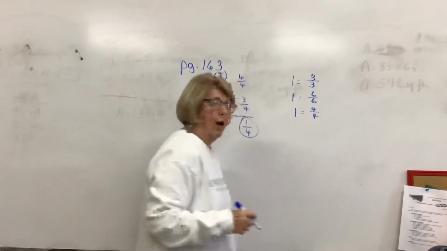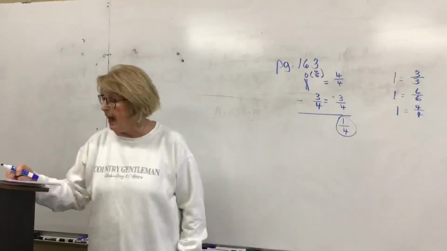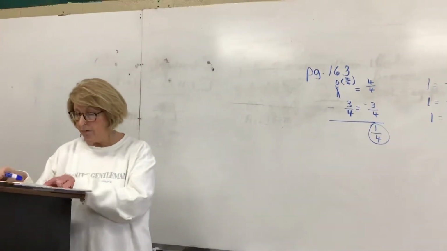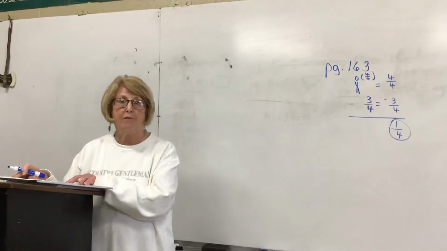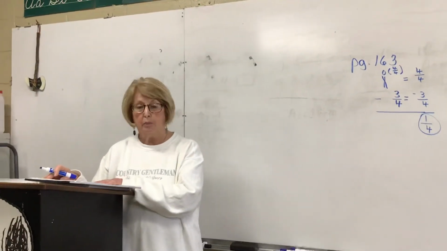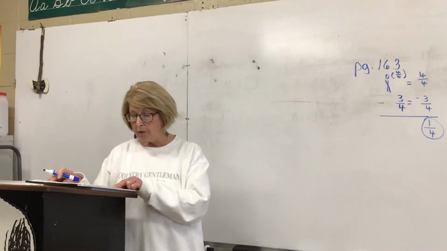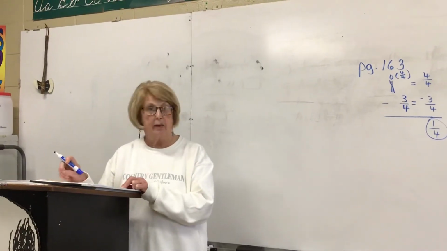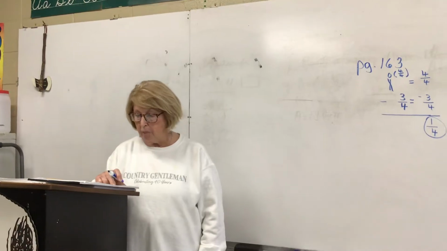Okay? All right, I want you to finish that little exercise yourself. On D, 1 equals how many fifths would be 5. 1 equals how many ninths would be 9. 1 equals how many eighths would be 8. Now go to section number 2.